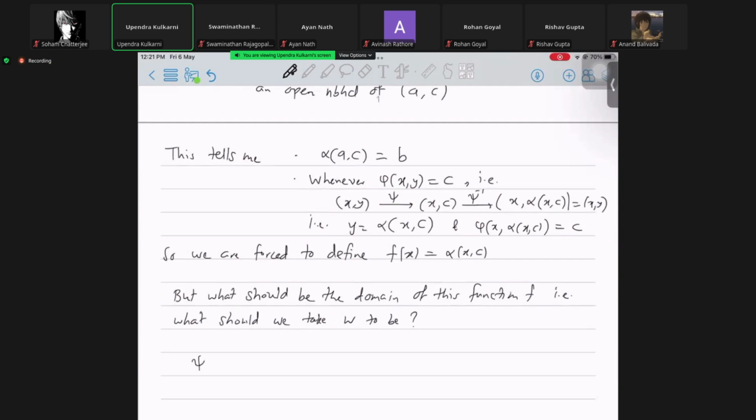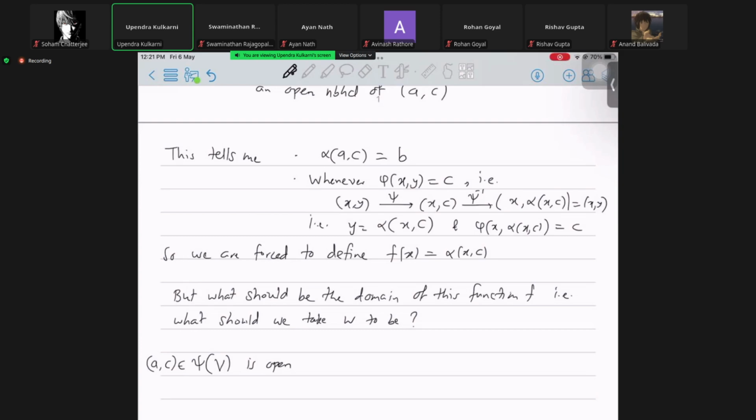So psi of V is open, and it contains this point (A, C). Remember, open sets have a lot of wiggle room in all directions. So what should I do? I'm allowed to shift. This says that I can take A and disturb it a little bit in the first slot, and I can also take C and disturb it a little bit in the second slot. And all of this is going to be in the image of psi.